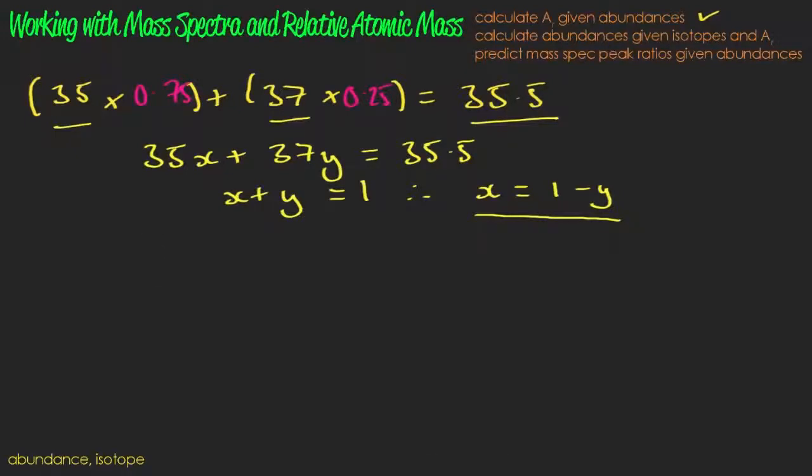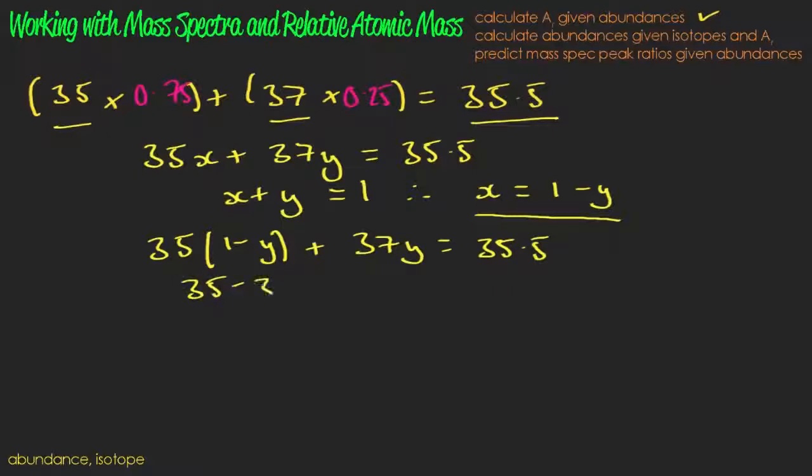So I'll rewrite this one down. That's 35 times (1 minus y) plus 37y equals 35.5. Then we've got 35 minus 35y, this is expanding the brackets, plus 37y is equal to 35.5. And then we can collect together some of these terms.